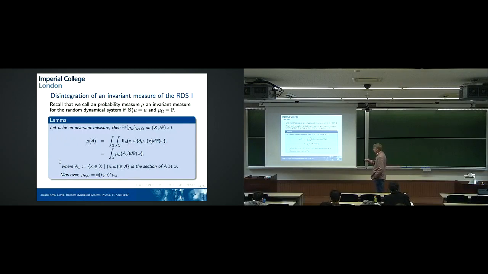And the important thing is to see that indeed this set is invariant in the following way. If I apply the dynamics to mu omega, I precisely end up with mu theta t omega. So just shifting the time.